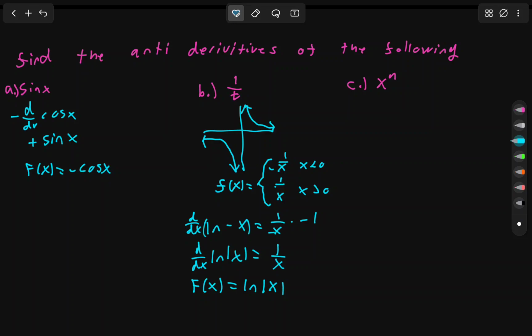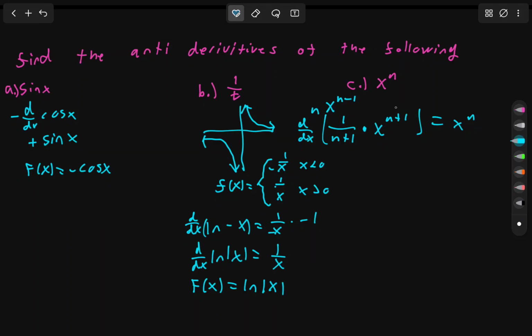For c here, if we're going to take the antiderivative, let's start with what happens when we take the derivative. Well, we bring the power down, and then we multiply by the power. If we were looking to undo this, what we need to do is divide by n plus 1, which means multiplying by 1 over n plus 1 times x to the power of n plus 1. And we can show that this is going to be equal to x to the n if we just take the derivative.